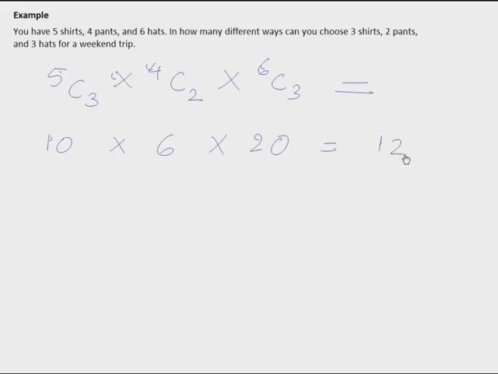That's 1200. So there are 1200 ways in which I can pick 3 shirts, 2 pants and 3 hats from the wardrobe just described.